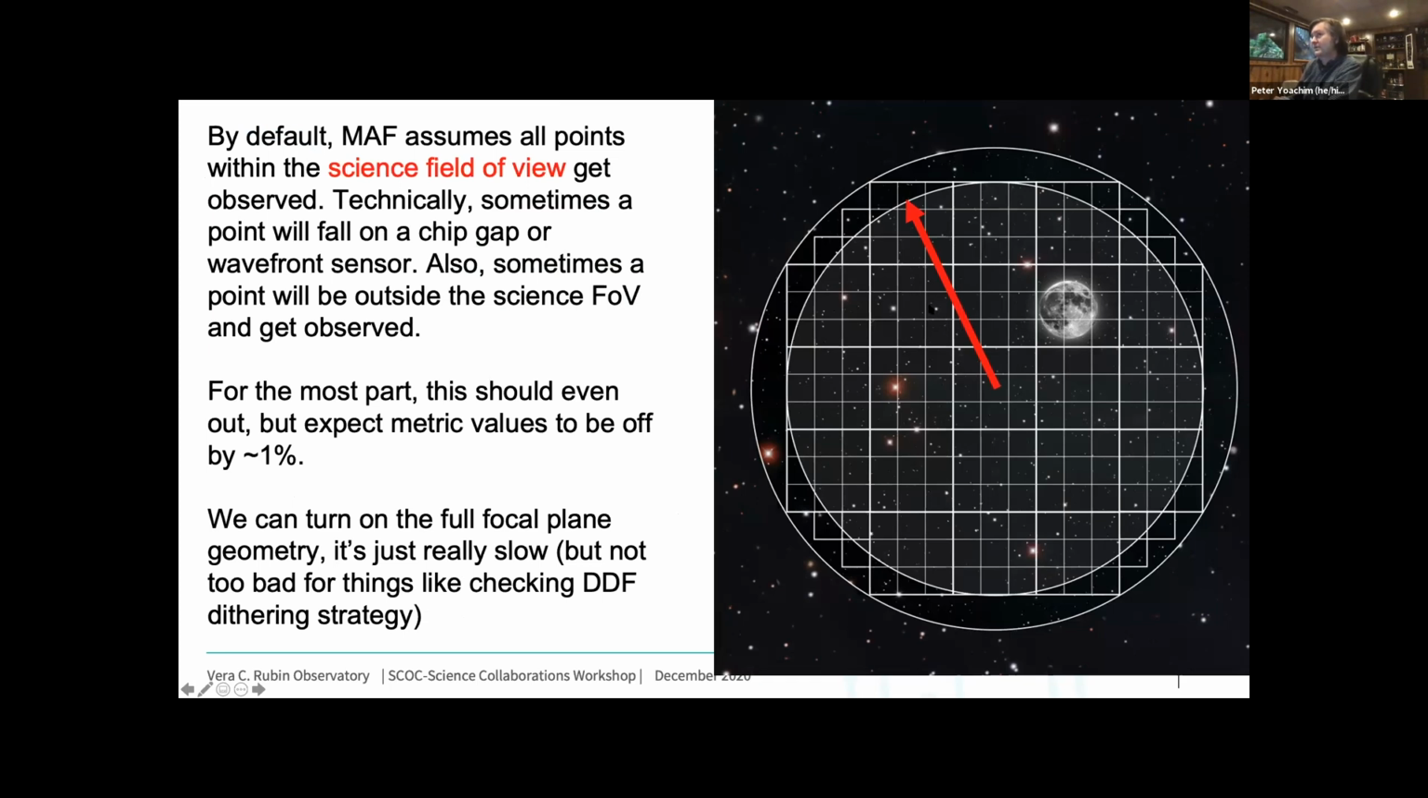Technically, there are chip gaps, and there are the wavefront sensors in the corners. So these corner chips don't count as science. So that's not included in MAF. But also sometimes you can see there's silicon outside the science field of view. So sometimes you get extra observations. For the most part, that should even out, but you can expect things to be off at kind of the 1% level because we're not fully taking into account the chip gaps. You can turn on the focal plane geometry, but it just makes things really, really slow. So that's why we're doing this approximation.